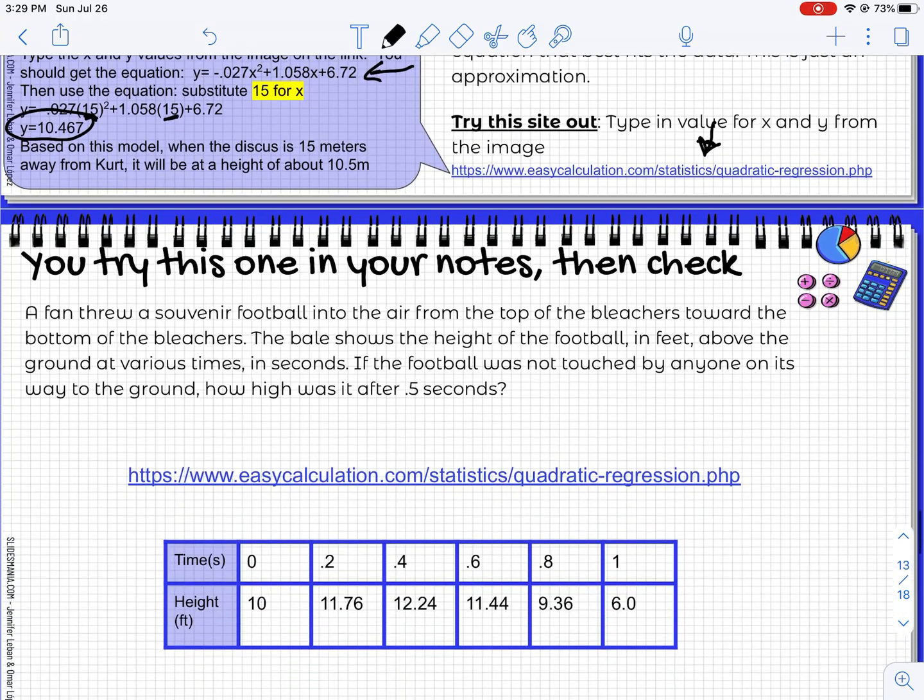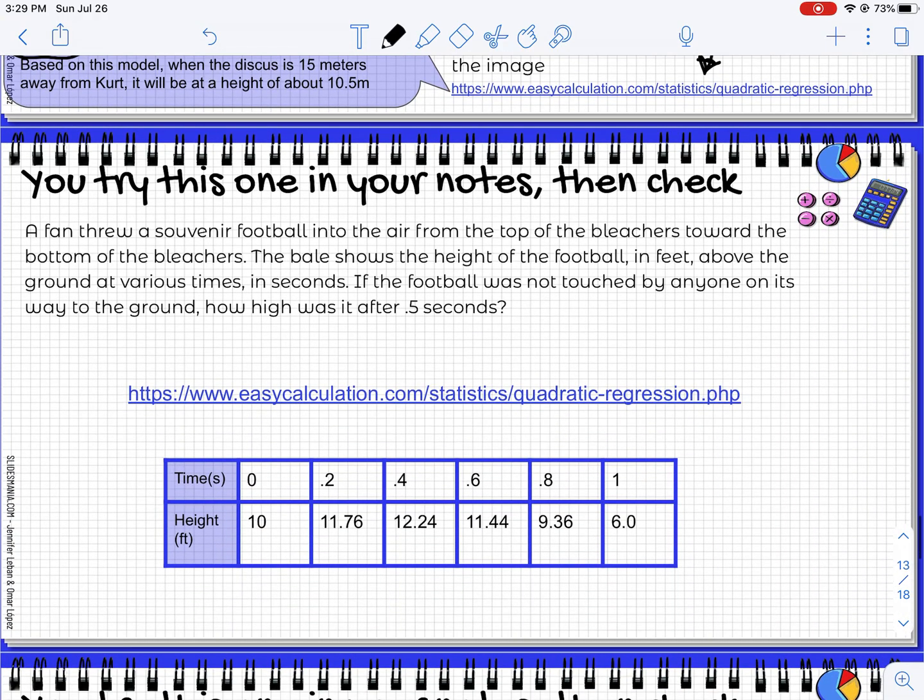Okay. I'm going to have you try this one. So if you want to hit pause and try that easy calculation, go ahead and go to that website. Time will go into the x's, height will go into the y's, and remember you just put a comma in between each one of them. So this one's dealing with throwing a football. So I'll hit pause and we'll come back and check your answer here in a few minutes.